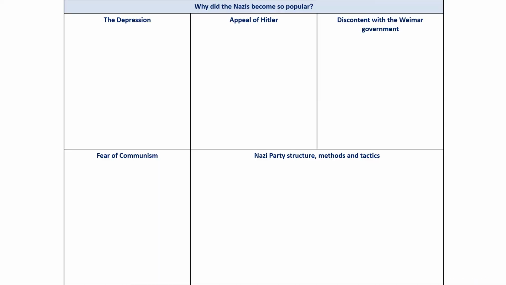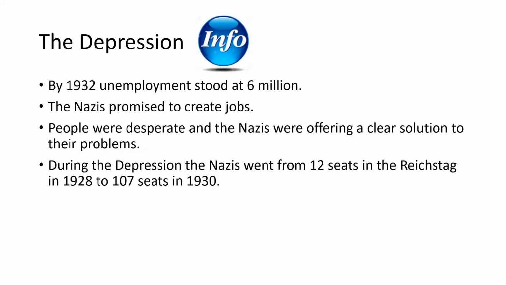So here is what your worksheet looks like. You can see you've got space in all 5 of the boxes to talk about the different topics. An example of an information sheet here is the Depression. So by 1932, unemployment stood at 6 million. I'd say that is very important information. So 1932, unemployment is 6 million.